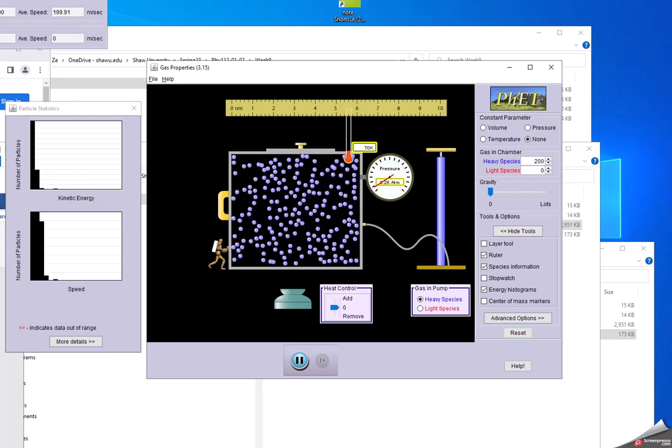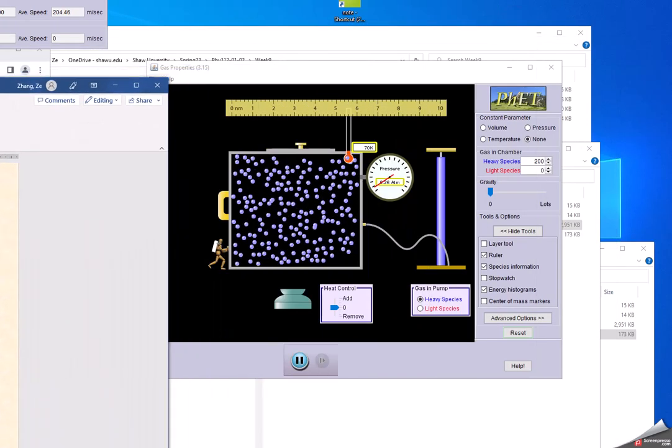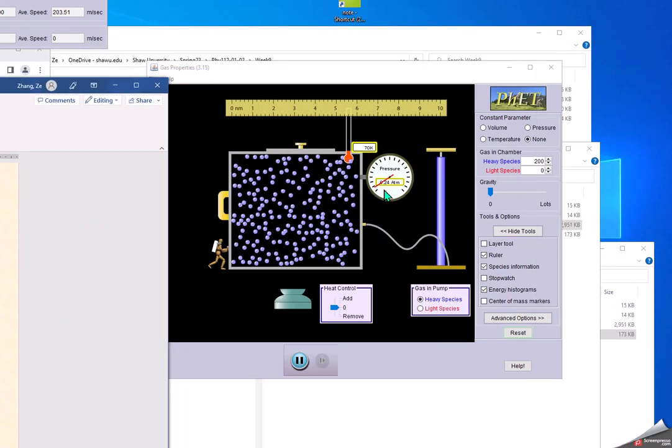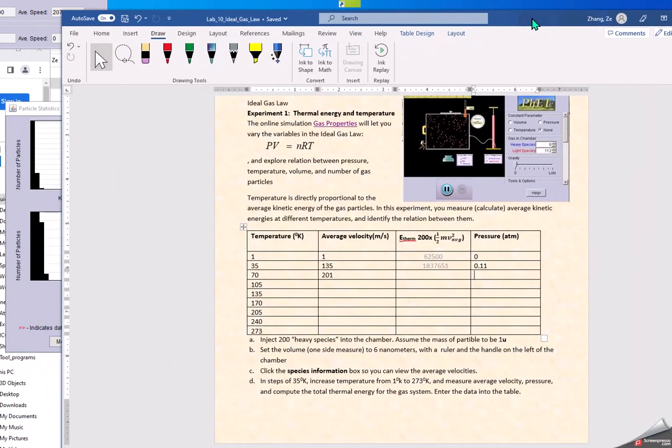So then just pretend I am a student. So 201. And what is pressure? Go over to here. So pressure is over here. 0.25 atmosphere pressure, as we discussed in the class. Okay, 0.21. Mine may not be exact. And then you fill up this table. You do all this, and you can do this calculation.